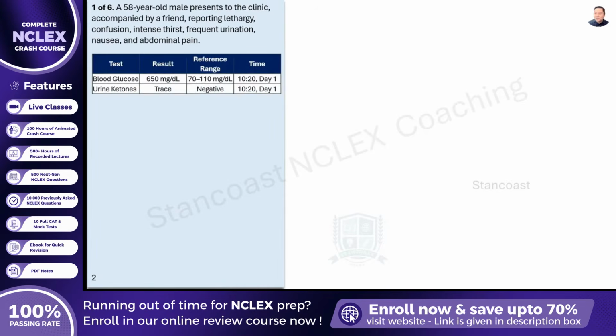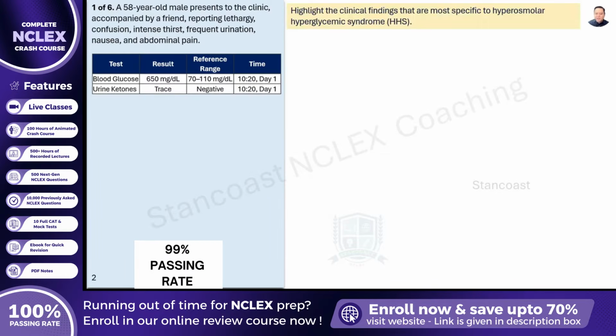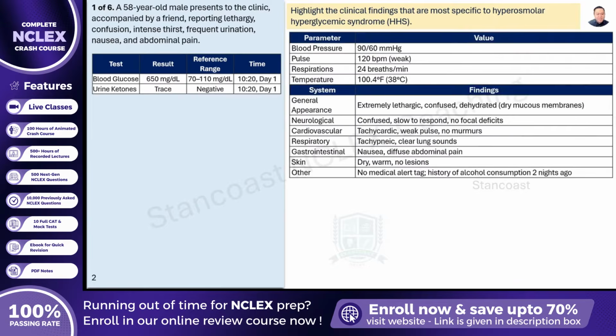Now let's look into the lab results here, with a blood glucose of 650 milligrams per deciliter, and his result for urine ketones is trace. So pay attention to these values. Here, your task is to highlight the clinical findings that are most specific to hyperosmolar hyperglycemic syndrome, or what we call HHS. And showing you here the same tables that I just read a few seconds ago.